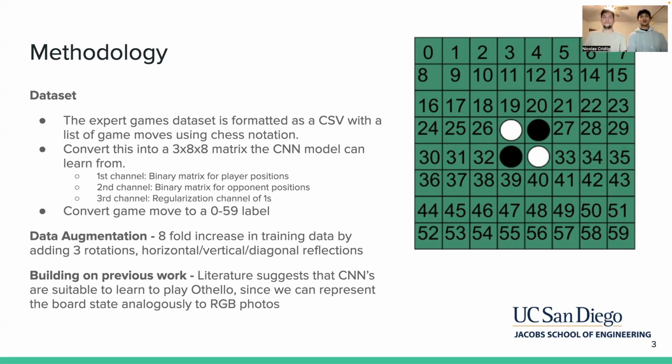We also performed data augmentation to increase the size of our data set. So we did an eightfold increase of training data by adding three rotations of 90 degrees, 180 degrees, and 270 degrees, and also added horizontal, vertical, and diagonal reflections. And all the stuff I talked about is ideas borrowed from a research paper that we cite in our paper. And this literature suggests that CNNs are suitable to learn to play Othello because by building these 3x8x8 matrices, the CNN is able to learn the board state, and it's similar to an RGB photo.